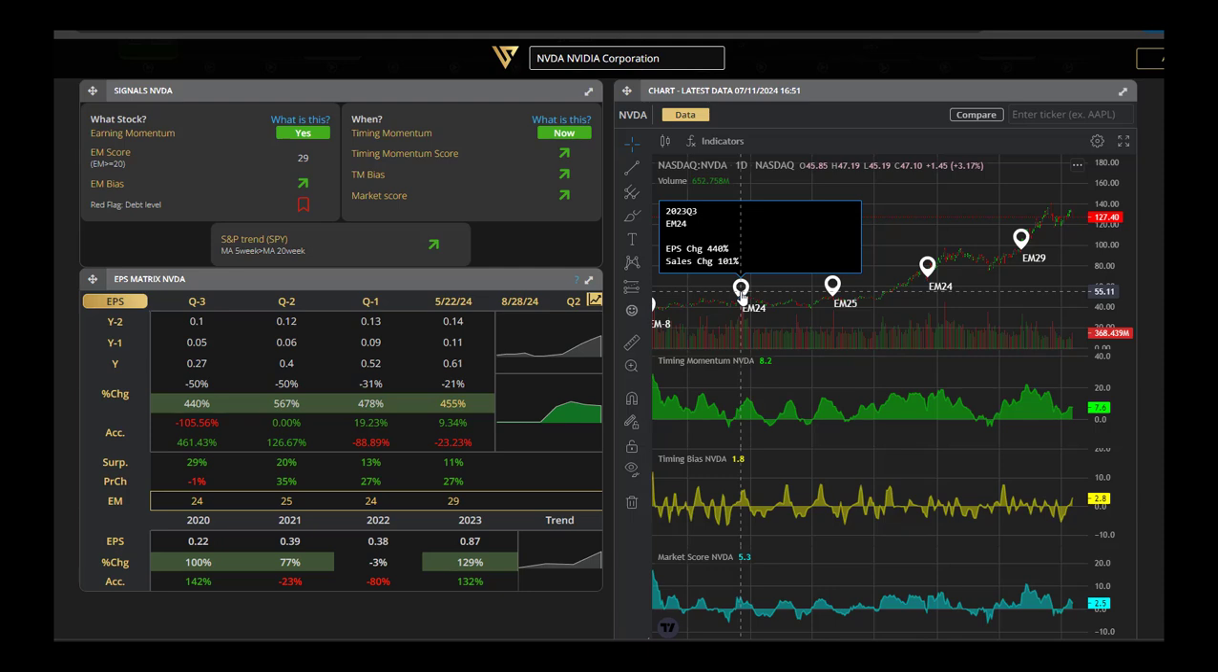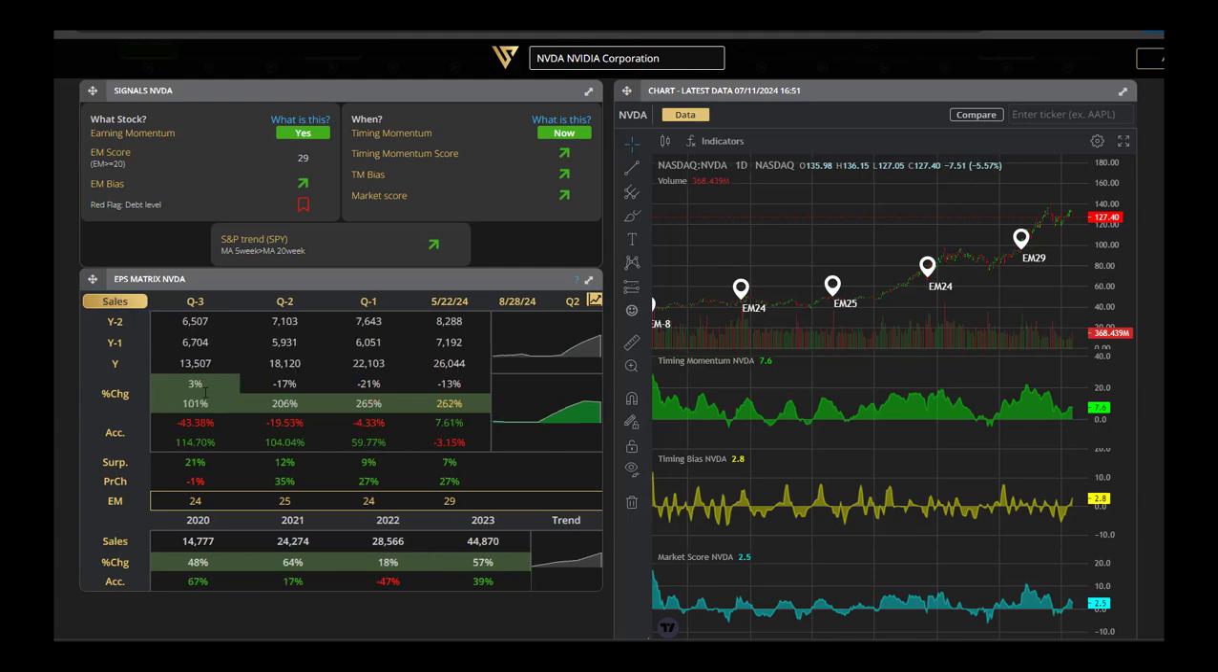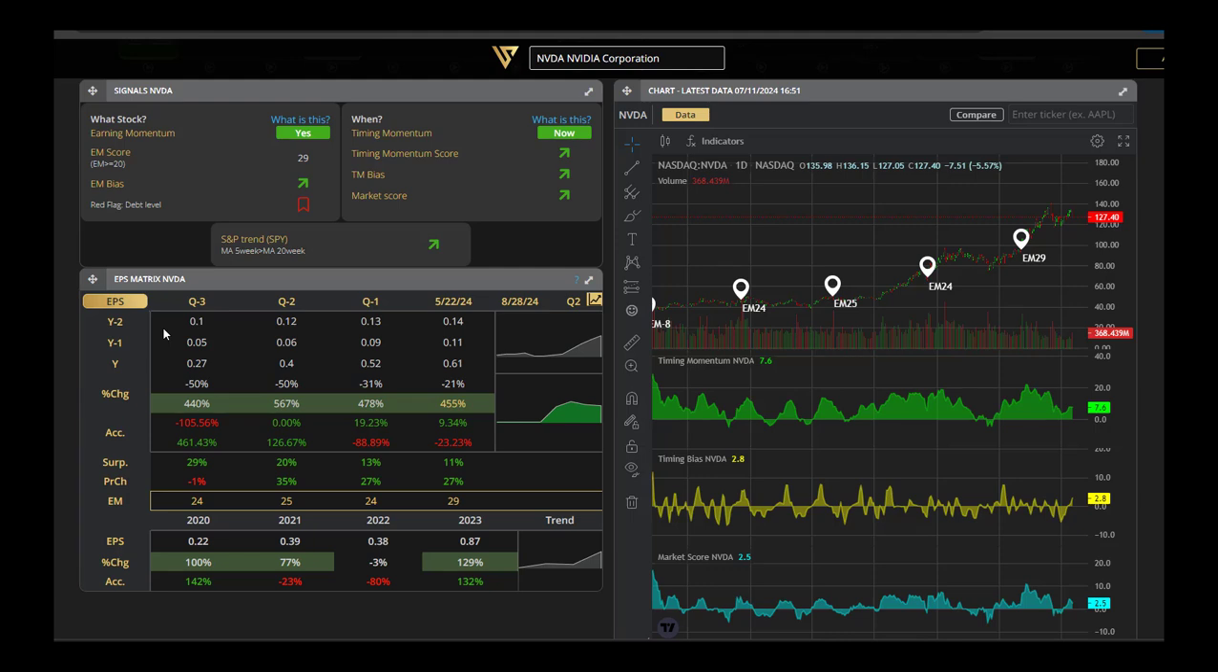EPS change was 440%, sales 101%. You can see those numbers here in the matrix, 440%, the sales 101%, it's all accelerating, about 114%. So strong acceleration, strong momentum, EM's 24.